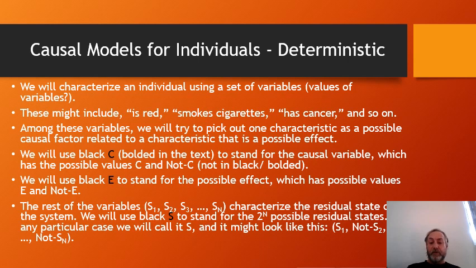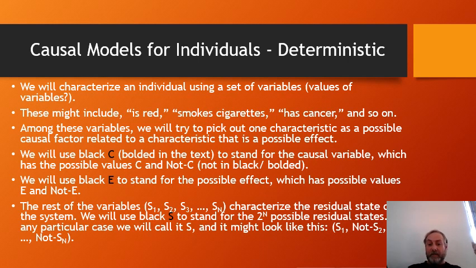Okay, so certainly I've got more than two variables, right? All the rest of the values of variables characterize the residual state. So the black S stands for all the possible residual states. Remember, each one, I could have it or not have it, so it's going to be 2 to the n, where n is the list of all the variables besides the causal and the effect variable. For me, having blonde hair graying around the temples is one of the variables in my residual state. It's not a potential causal or effect variable that we're interested in.